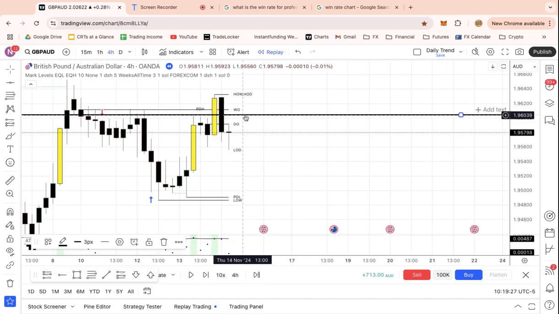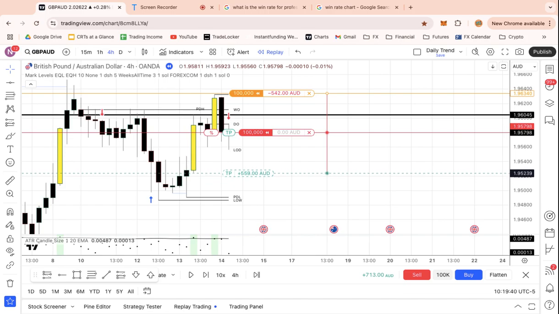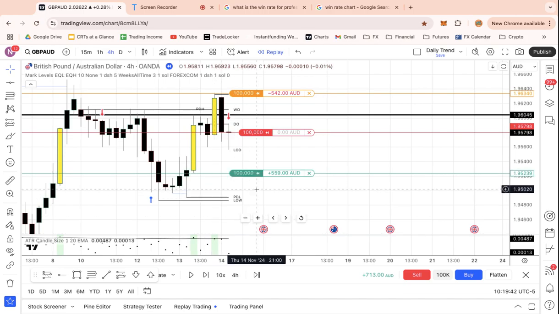All right, so it did break out and close back inside. This was on Wednesday, so this was Thursday. I went a little too fast, but we'll go ahead and put a sell there. Stop loss goes above. Take profit, we'll use this range candle here. And let's see what happens.